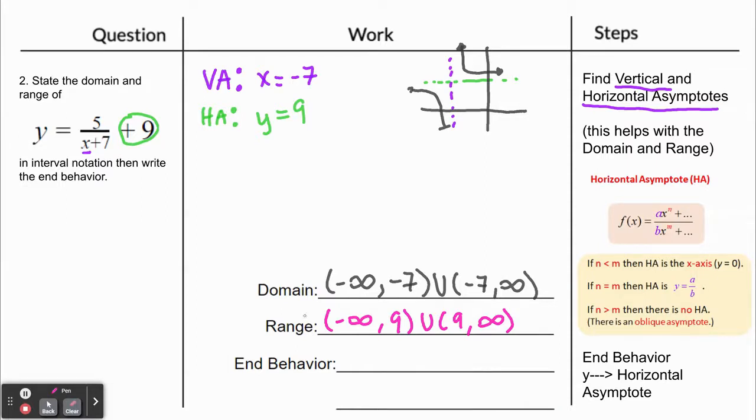My end behavior is always pointing in transformation form to the horizontal asymptote. So in this case here, if you notice, as x goes towards -infinity, it's getting closer and closer and closer to 9. As x goes towards +infinity, y is going closer and closer and closer to 9.